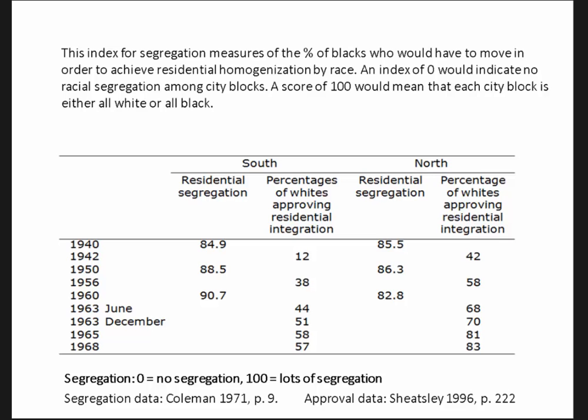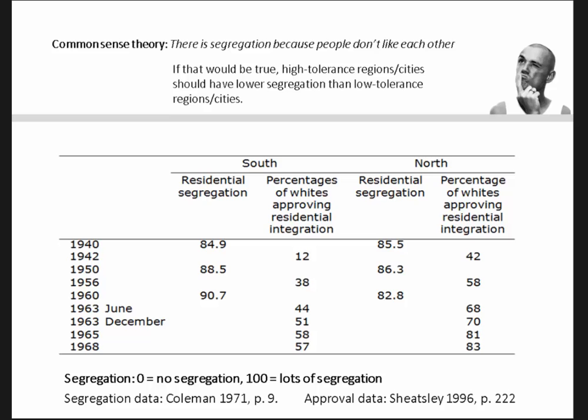So now let's revisit the implications from our common sense theory. Remember, the idea was there's segregation because people don't like each other, which is a reasonable assumption. That's sort of where we as researchers come into play, and we try to disprove it. We try to reject hypotheses like this. This is how we incrementally improve our knowledge. If that were true, high tolerance regions or cities should have lower segregation than low tolerance regions or cities. Let's check how this actually works out.